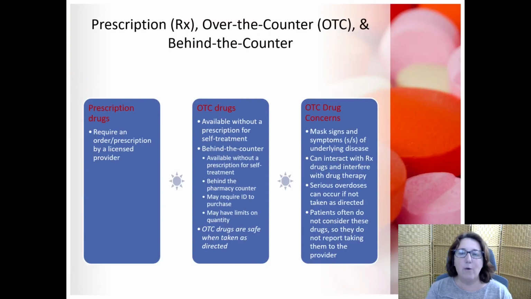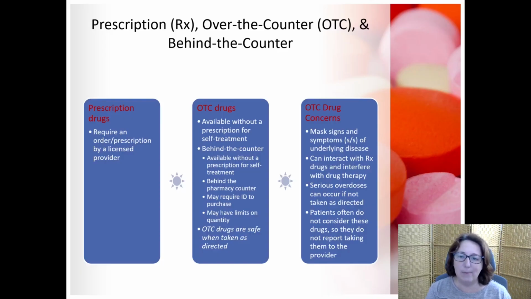Learning outcome number 4 is differentiating between over the counter and prescription drugs. And learning outcome number 5 is explain the benefits and risks associated with the use of the over the counter drugs. And that's what we're going to talk about here. So, prescription drugs require an order or a prescription by a licensed provider. Some over the counter drugs started as a prescription and then got changed to over the counter, or OTC, because they were found to be very safe and useful. Behind the counter drugs are a form of over the counter drugs.